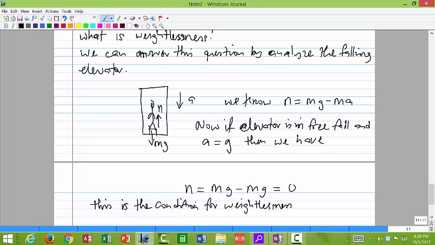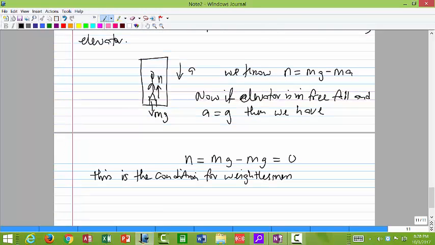Hold on a second. What did you say? When it's right, it's ma minus mg. Yes, so this is the condition for weightlessness: N is equal to 0. It doesn't mean that the acceleration of gravity is 0. So g is not equal to 0.